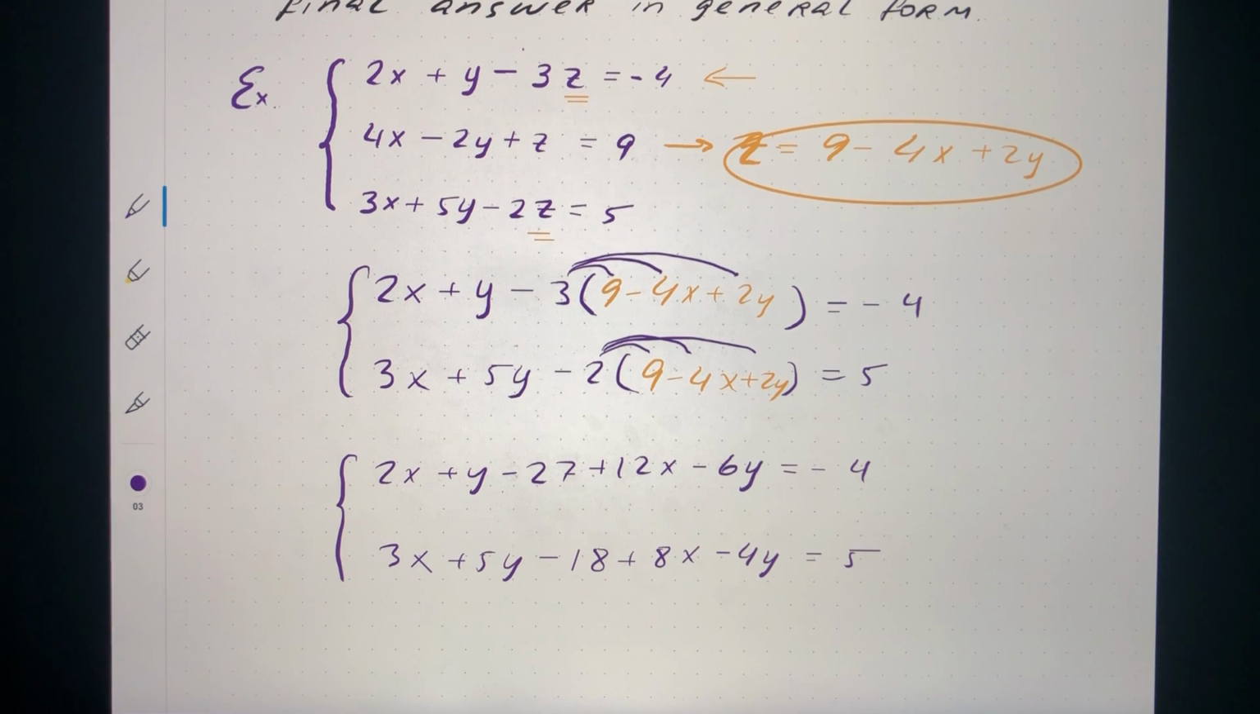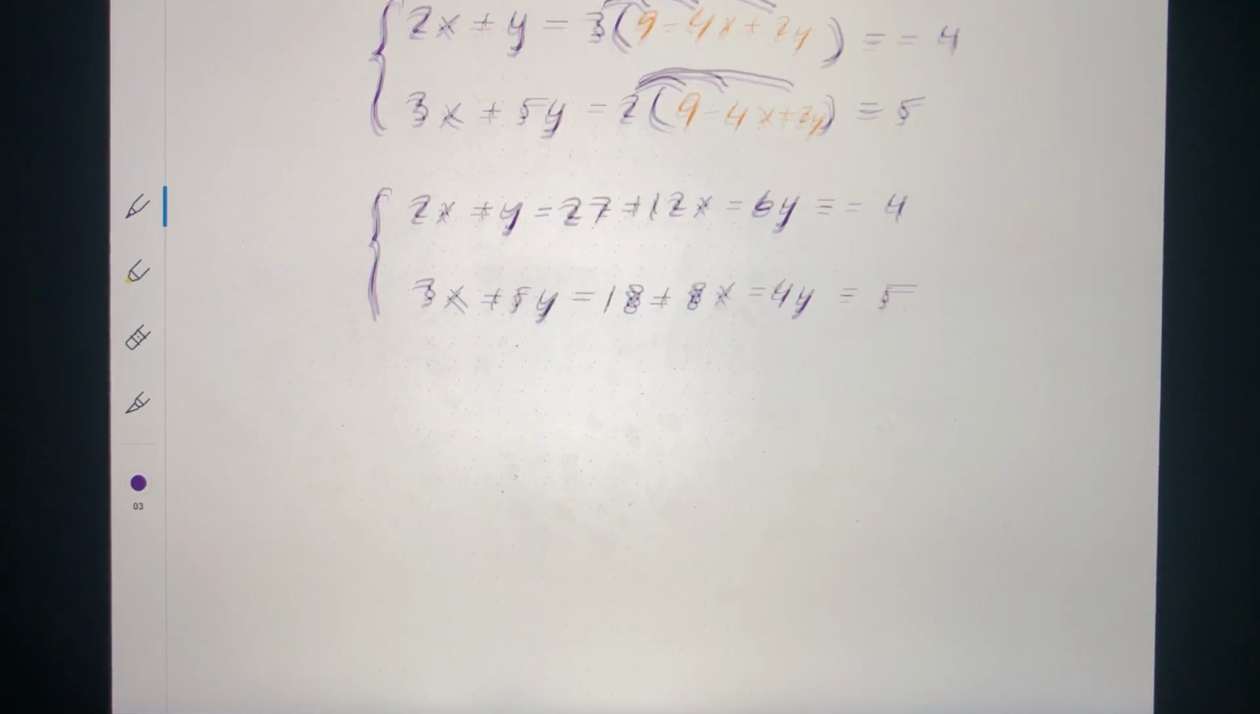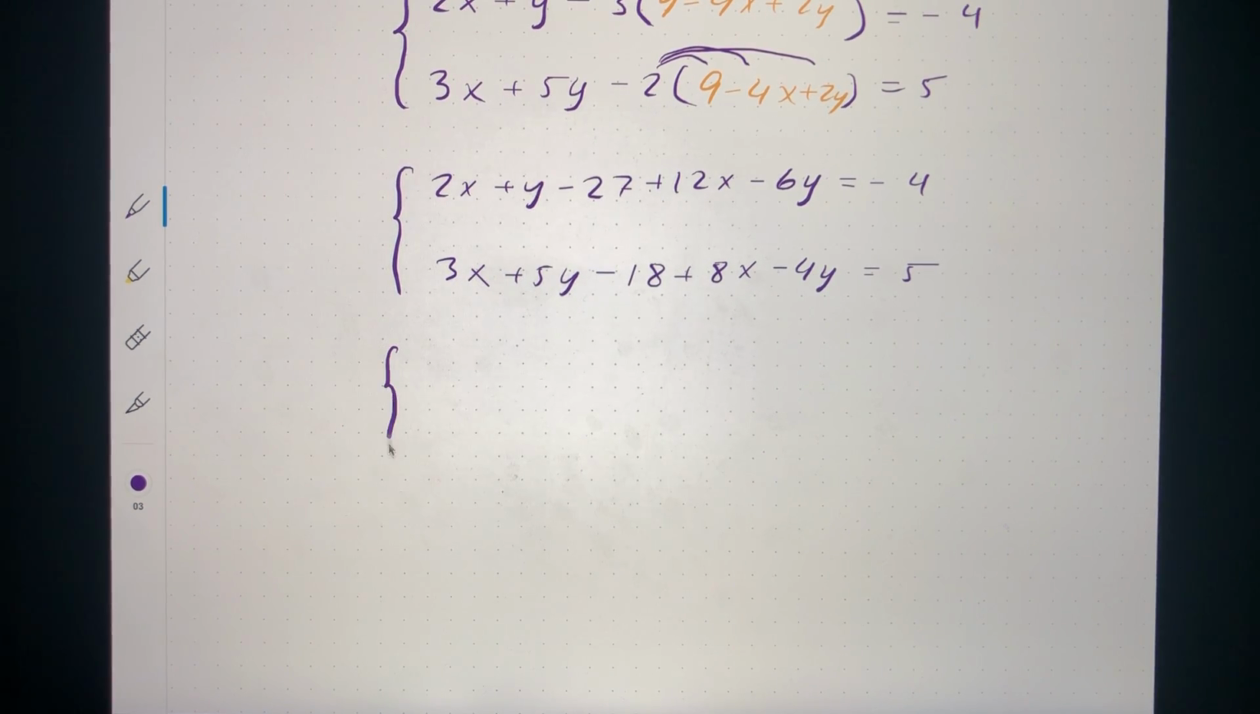Now we combine like terms. So in the first equation, we have 2x plus 12x, that makes 14x. We have 1y minus 6y, that's negative 5y. And we move all the constants to the other side. So this number goes on the right side. We add 27 to both sides, plus 27, and that makes 23.